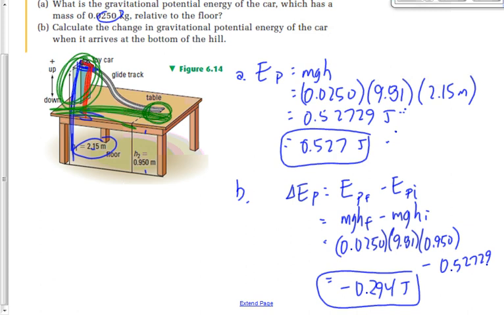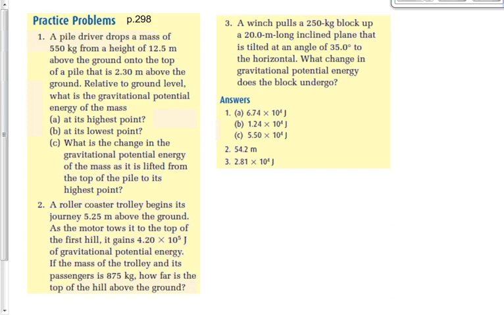All right, let's take a look at those 3 questions, please. On page 298.